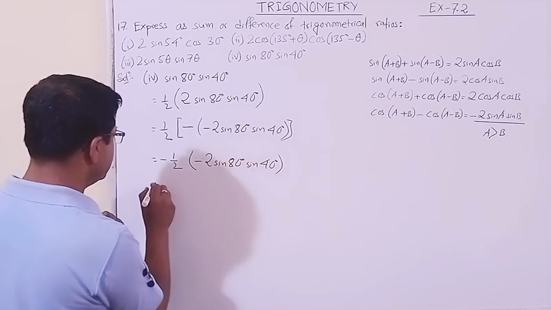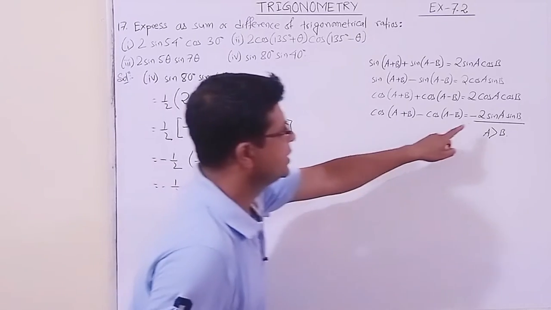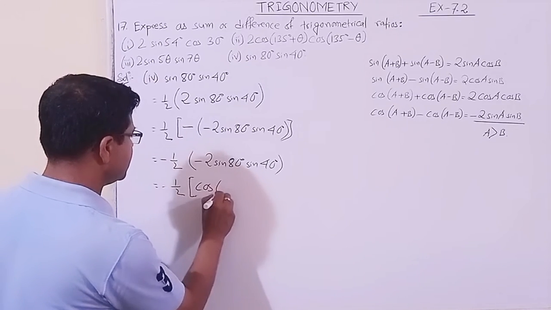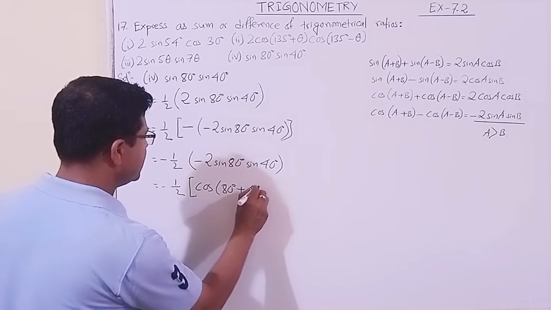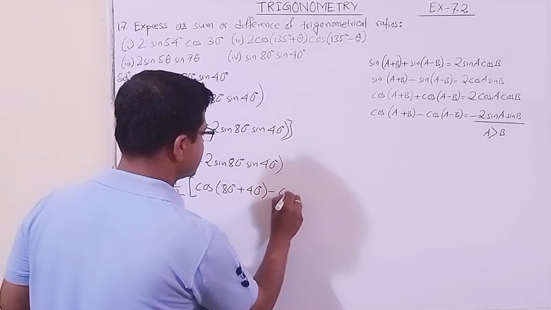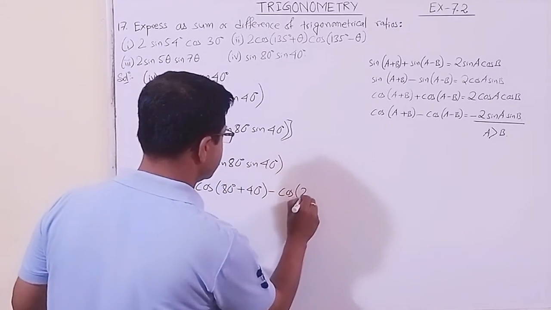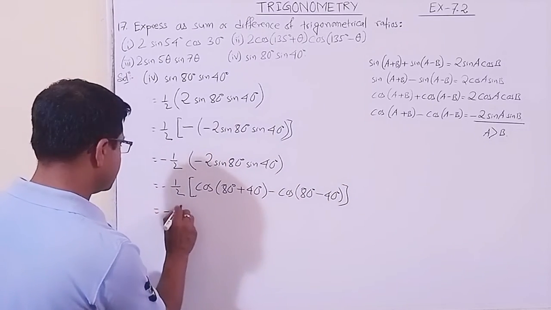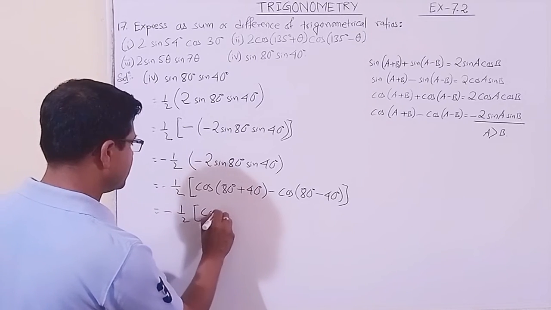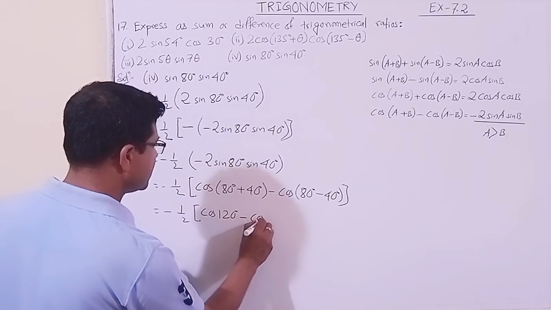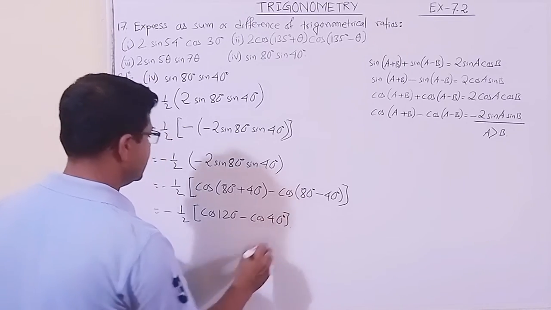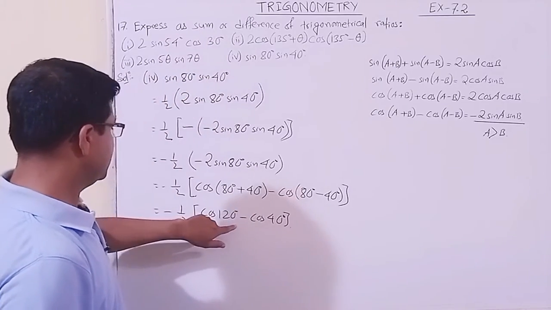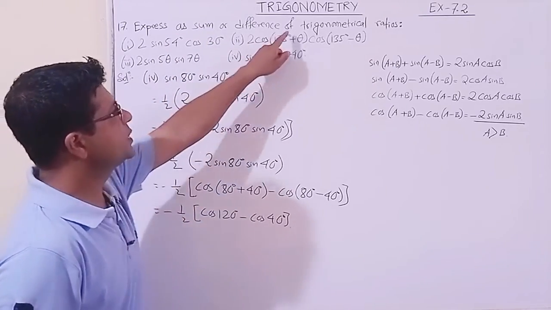In a shortcut also you can do half. Now what is it? If it is in this form, it is cos of A plus B. So this is cos of A plus B, 80 degree plus 40 degree. Then minus cos of A minus B, that is 80 minus 40. Minus half, cos of 120 degree minus cos of 40 degree. In this way we have expressed this in the form of, this is actually a difference, isn't it? A difference of trigonometric ratios.